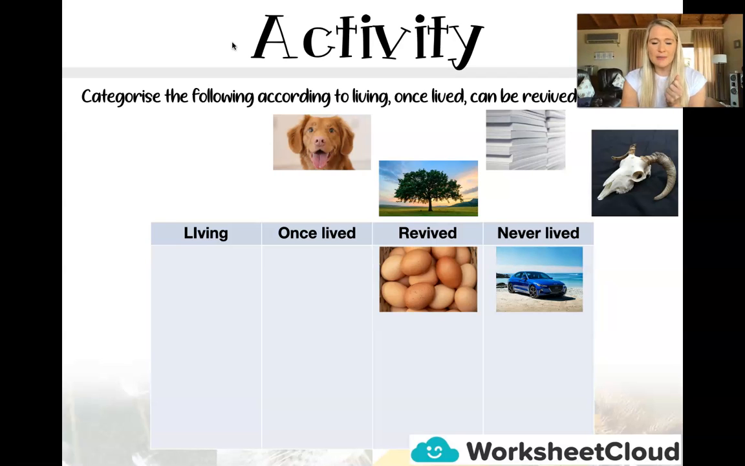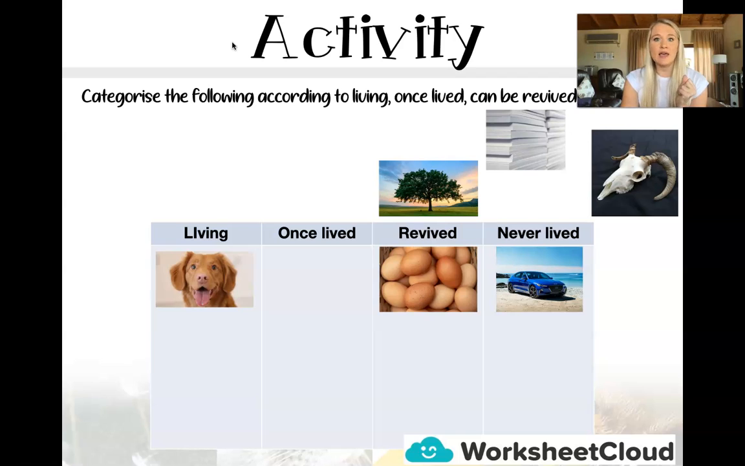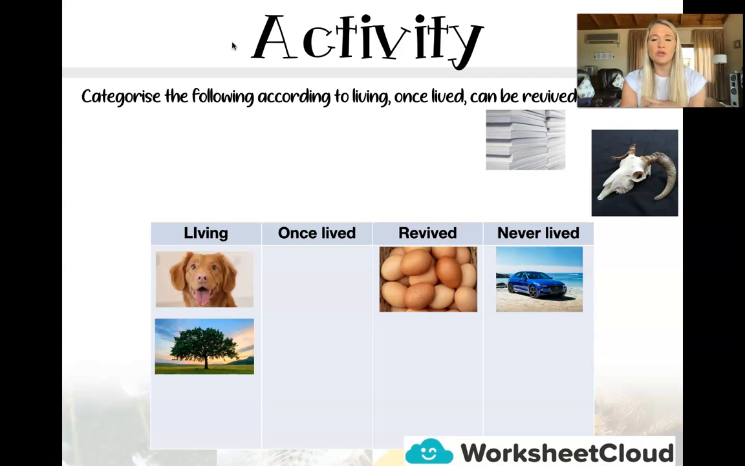Then the dog, I'm sure the dog is an easy one. The dog we will classify as living. Then fourthly, our tree, as mentioned earlier, would be classified as living as well, because it performs all the 7 essential life processes.